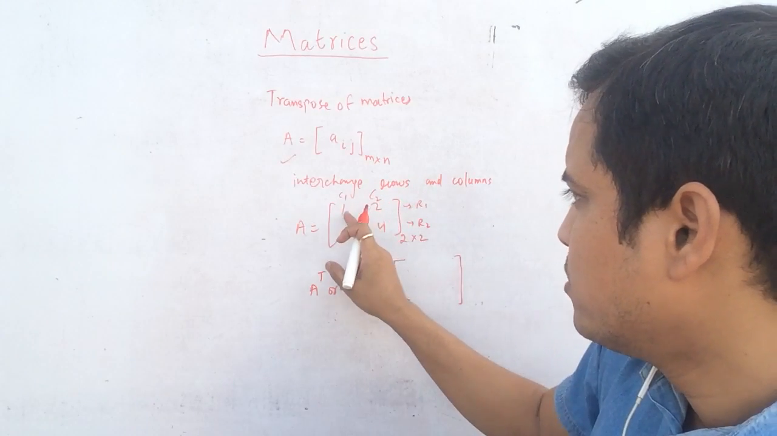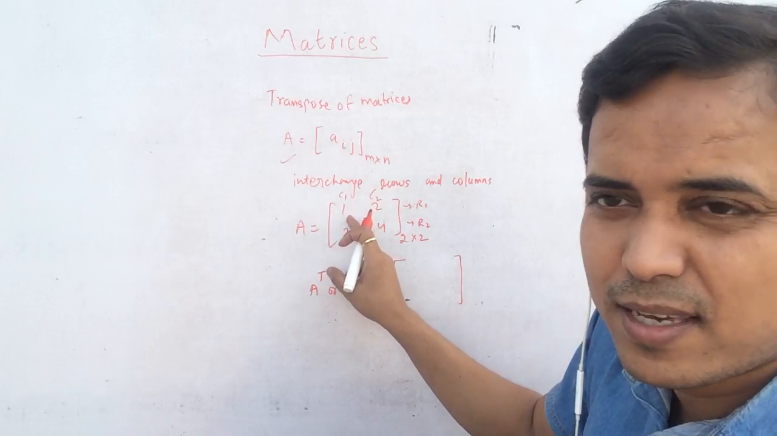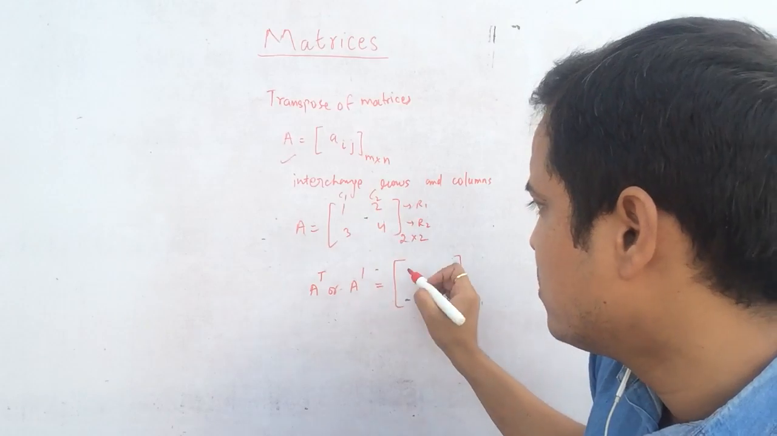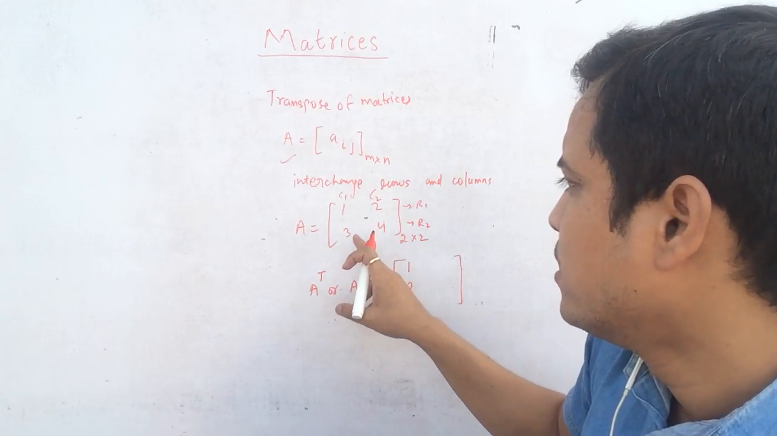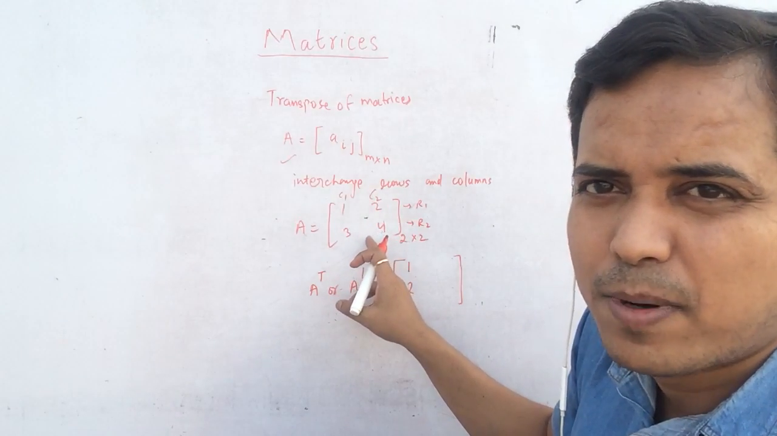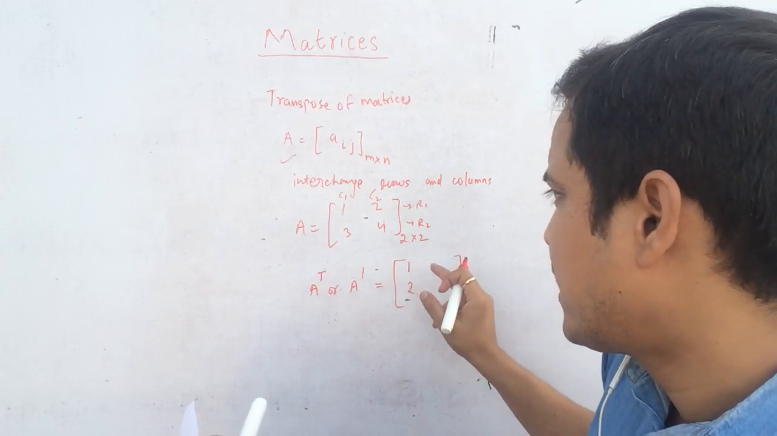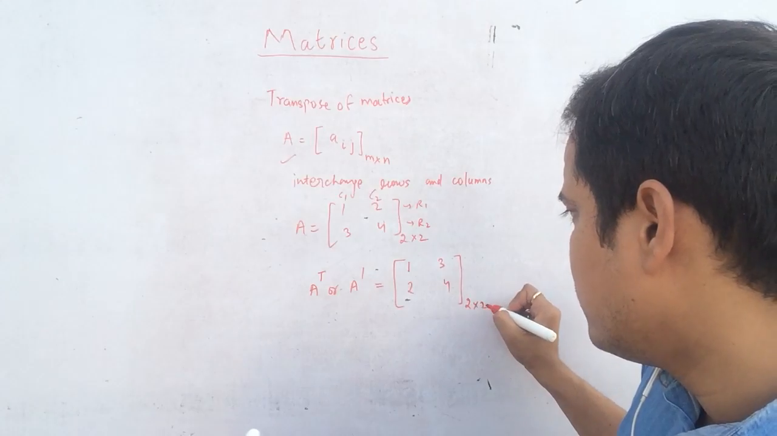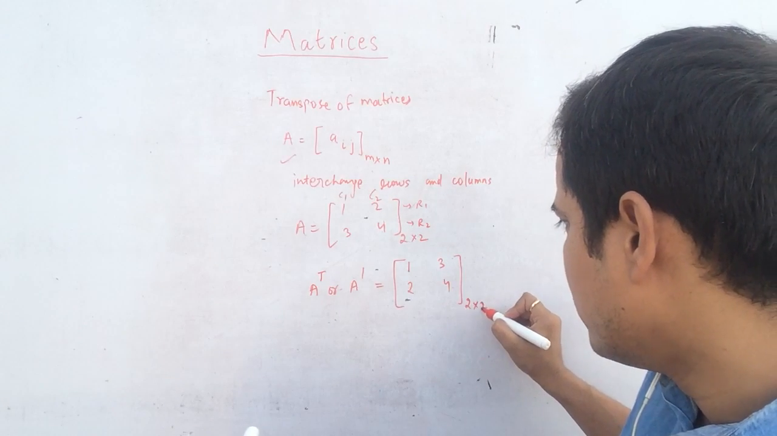That means this is R1, this is R2, this is C1, and this is C2. This 1 2 is the row, but in the transpose it will become a column. That means you write it in the column. 3 4 is the second row, but in the transpose it will become the second column. That means 3 4. And the order also reverses.